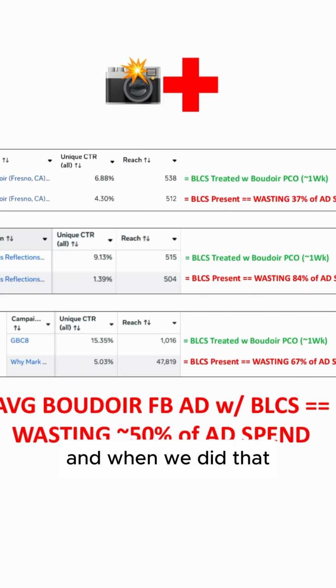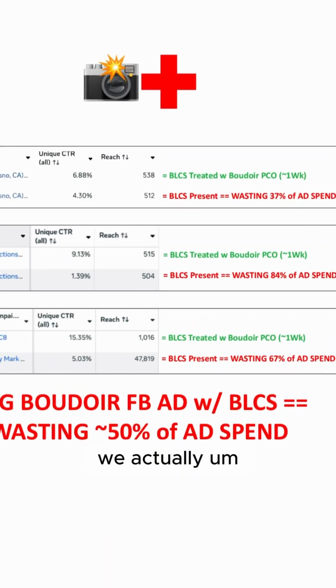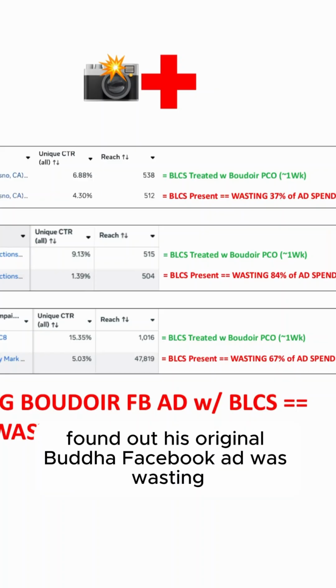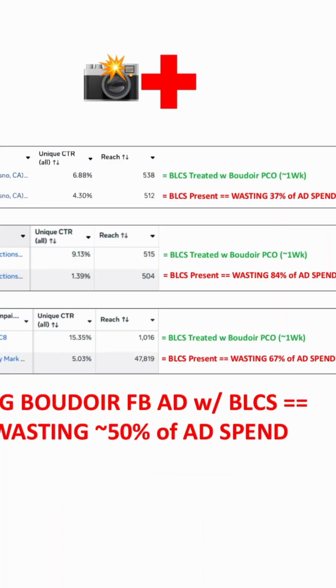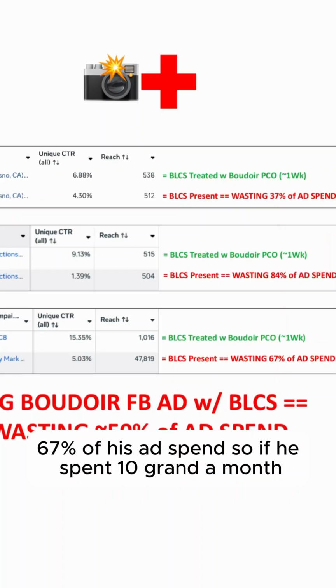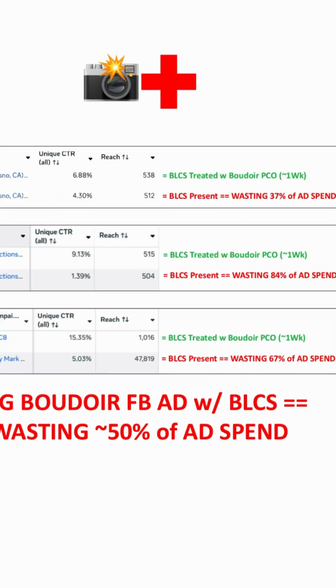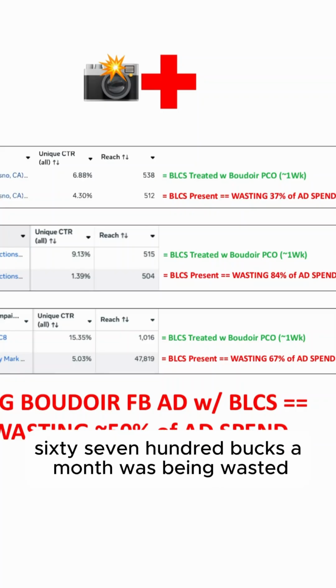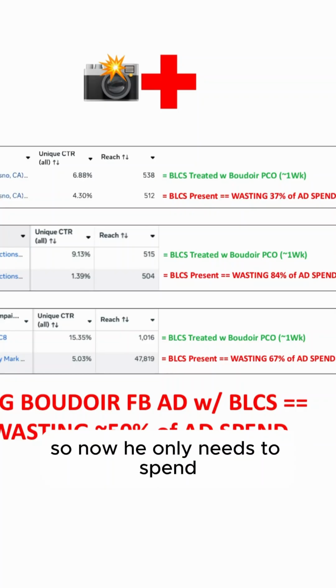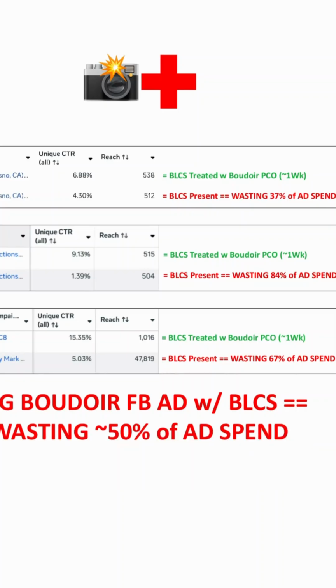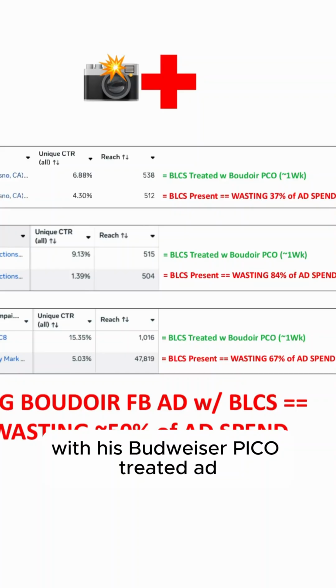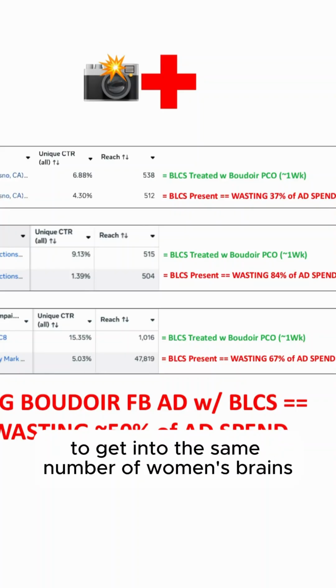And when we did that, we actually found out his original Boudoir Facebook ad was wasting 67% of his ad spend. So if he's spending 10 grand a month, $6,700 a month is being wasted. So now he only needs to spend $3,300 a month with his Boudoir Pico treated ad to get it into the same number of women's brains.